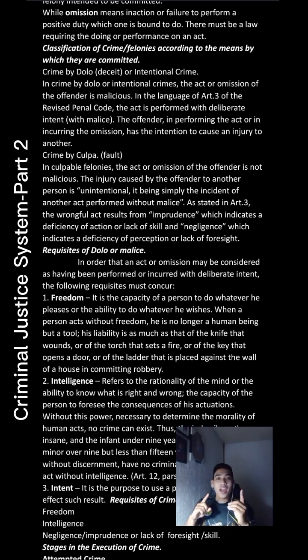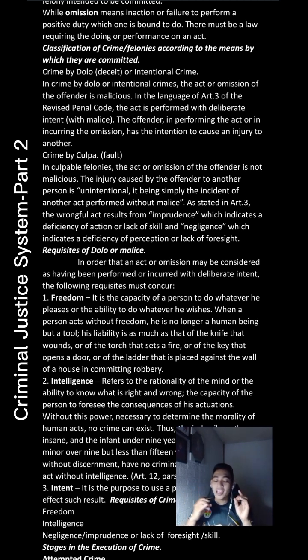injury to another. While crime by culpa, that is fault, that is negligence. In culpable felonies, the act or omission of the offender is not malicious. No malice. The injury caused by the offender to another person is unintentional, it being simply the incident of another act performed without malice. As stated in Article 3 of the Revised Penal Code, the wrongful act results from imprudence, which indicates a deficiency of action or lack of skill, and negligence, which indicates a deficiency of perception or lack of foresight. So, that is crime by culpa.